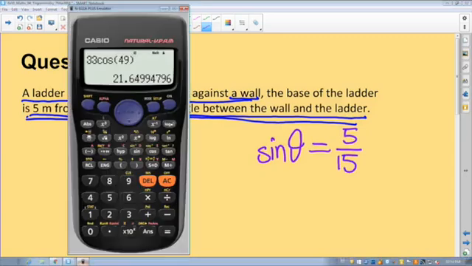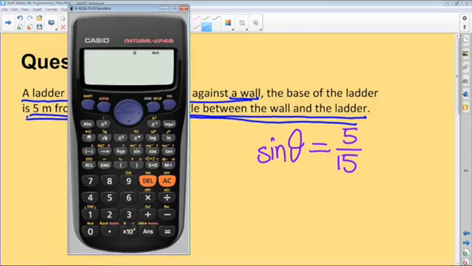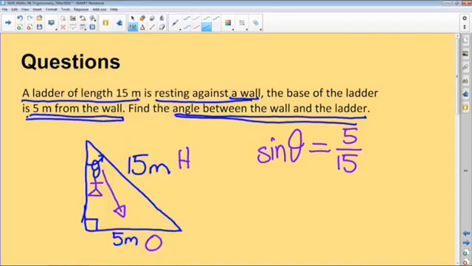Now we need our calculator, so we take it out and we type in sine, and oh, I made a boo-boo. Because we are solving for the angle, we press shift sine, and then we put 5 over 15, close the brackets, whoops, and we're almost done with this. And we get an answer of 19.47. So that means theta is equal to 19.47 degrees. And there we go.